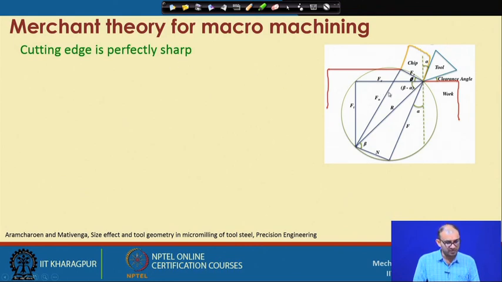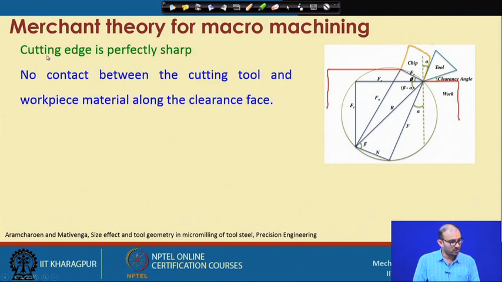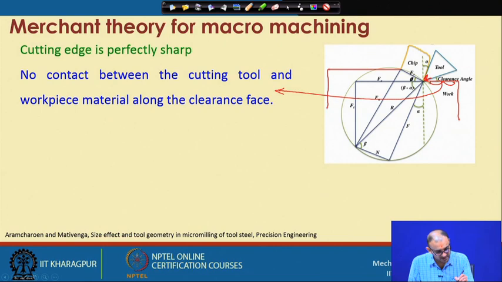So, before we do that, Merchant has told us some of the assumptions on which this theory works perfectly. There is no contact between the cutting tool and the clearance face of the workpiece. So, the tool contact is at this location only, but no contact here. The tool edge is very sharp, because that is what changes in a different context when you talk about micro machining.